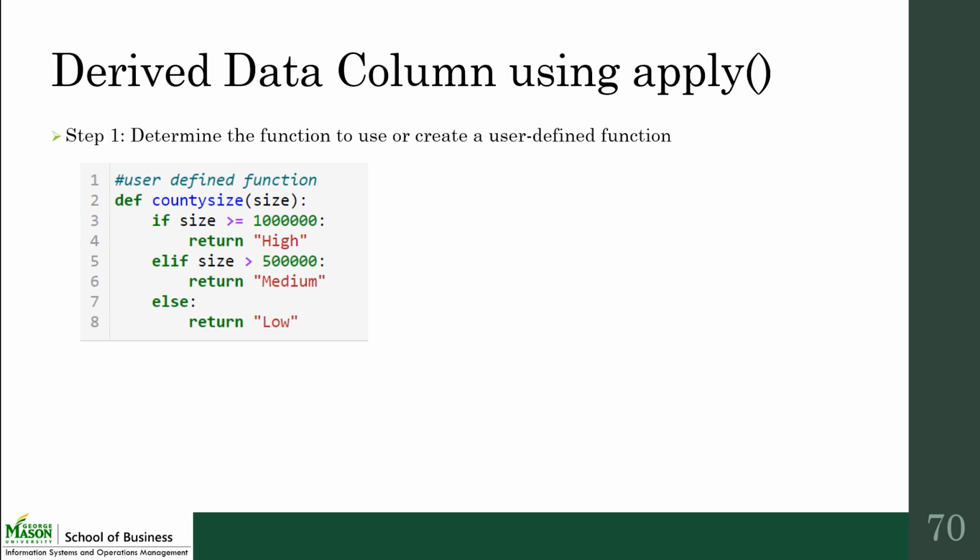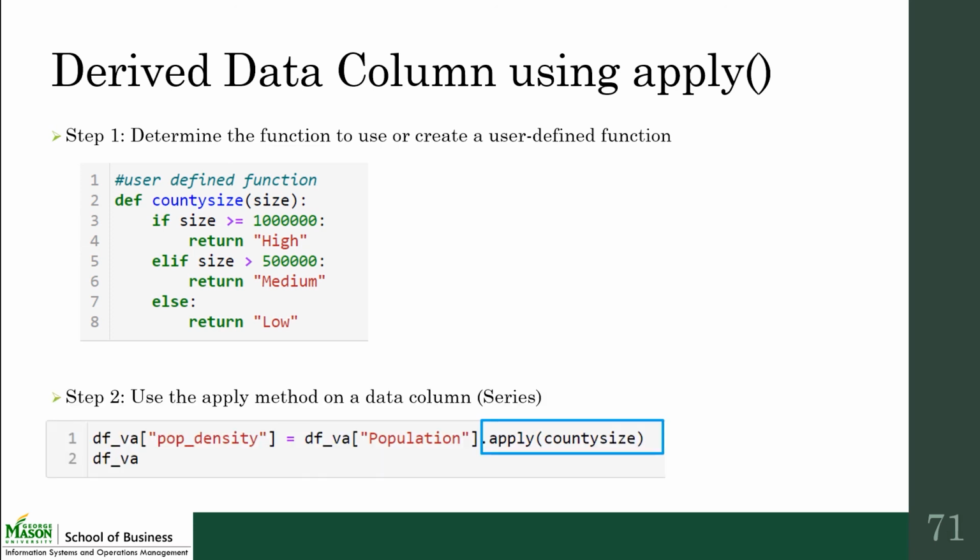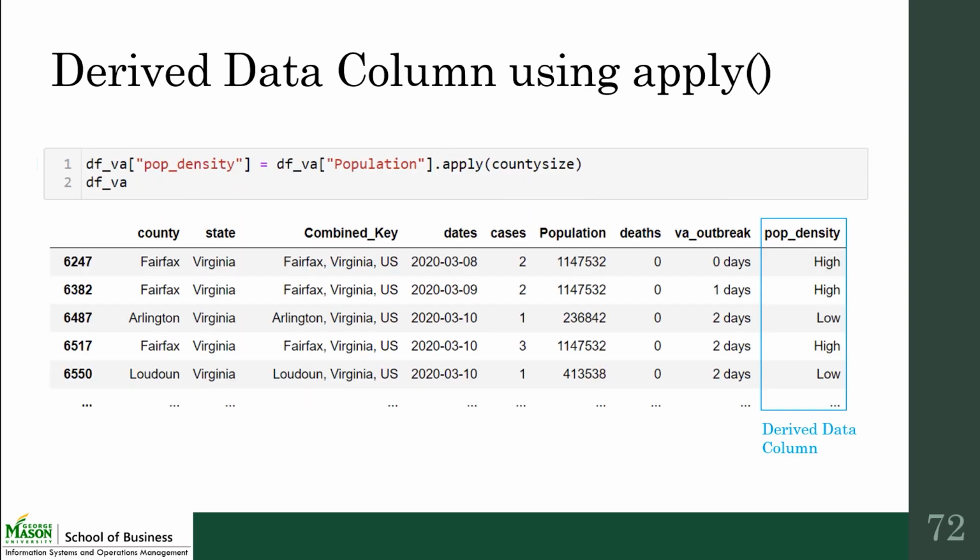The user-defined function shown here can be used and applied on the data column within the data frame. Once the user-defined function is created, we could use the apply method, as shown here in this example. Specifically, the county size function is included in the apply method without parentheses. The user-defined function will iterate through each row in the data column, which is considered a series, and will return either the high, medium, or low category into a new data column called pop_density. The apply function contains an iterator, so no for statement is needed. The result of the apply method is shown on the last column of the output.